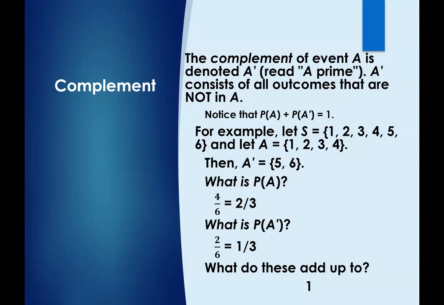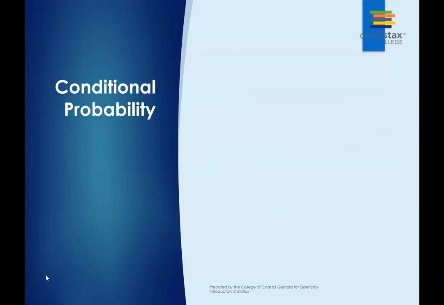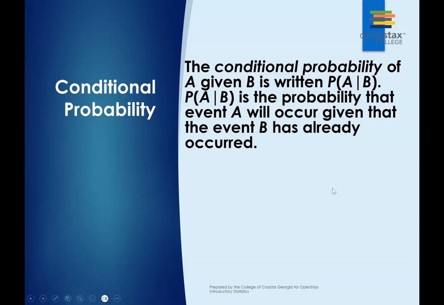Okay, next we're going to look at conditional probability. In conditional probability, we are looking at event A, but if, when, or given the condition B happens, we write that as P, parentheses, A, the line, B, and parentheses. That is the probability that event A will occur given that the event B has already occurred. So it's a condition placed upon it. And we'll look at that when we do the example.